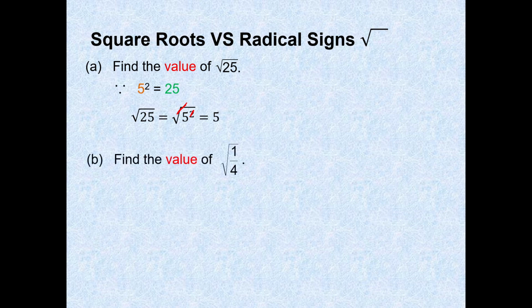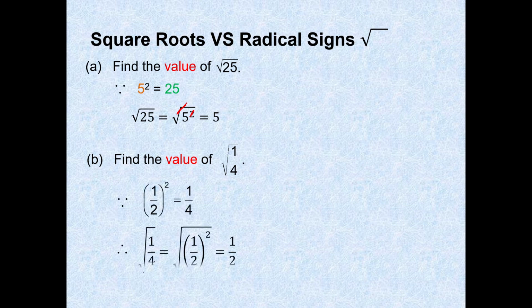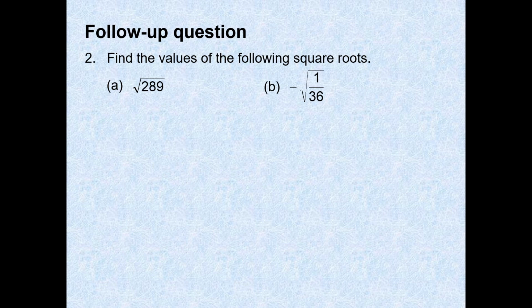So how about the second question? Find the value of the square root of 1/4. First of all, because 1/4 can be turned into the brackets 1/2 square, the radical sign or the square root will be cancelled out with the square. So the answer is 1/2. So now, can you find the values of the following square roots?